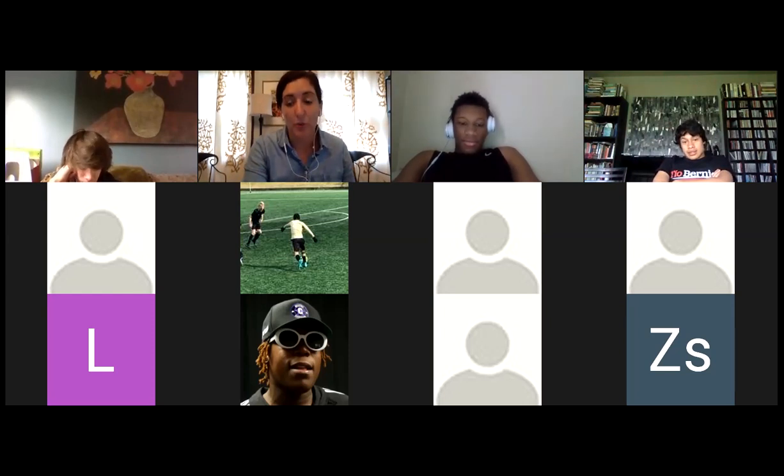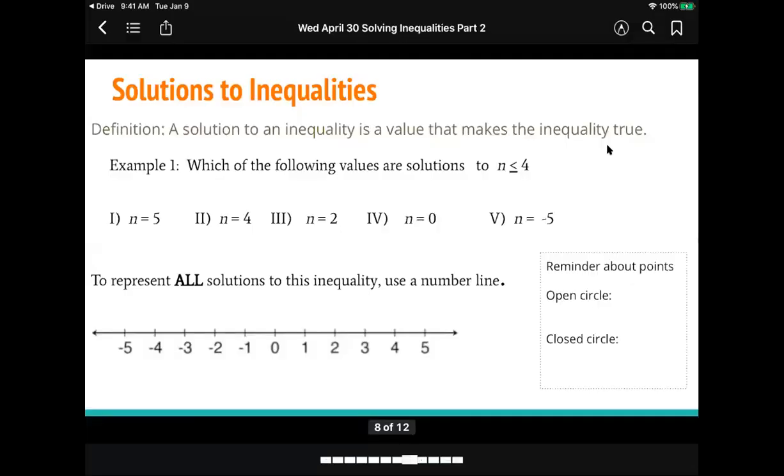Then we'll talk about the new part. So this is where we're diving into part 2 of inequalities. Oh, my screen is loading. There we go. All right, so this is the new part. This is today's work. We're going to talk about solutions to inequalities. Just like a solution to an equation makes an equation true, a solution to an inequality makes an inequality true.